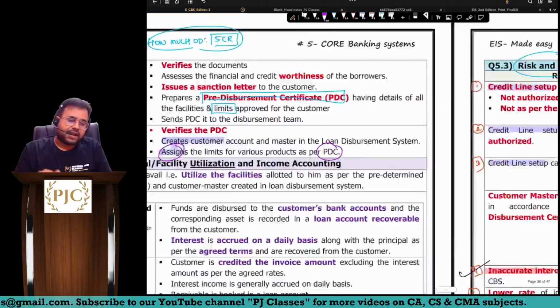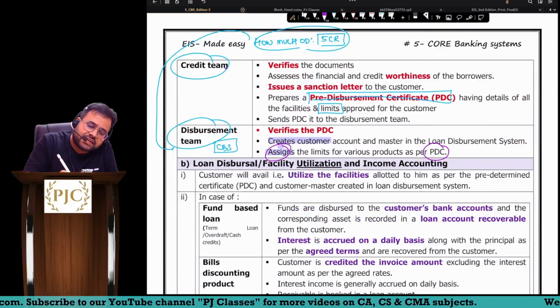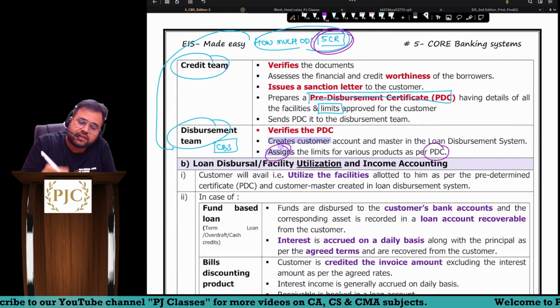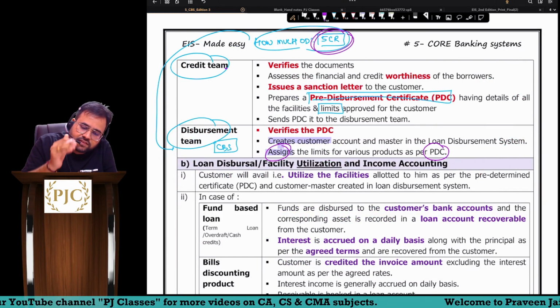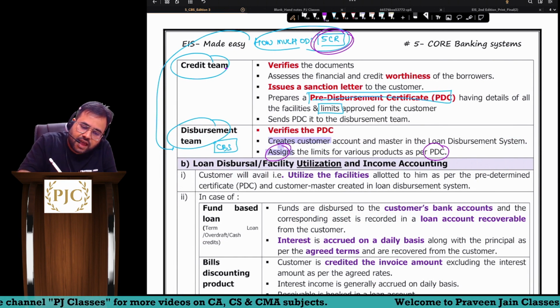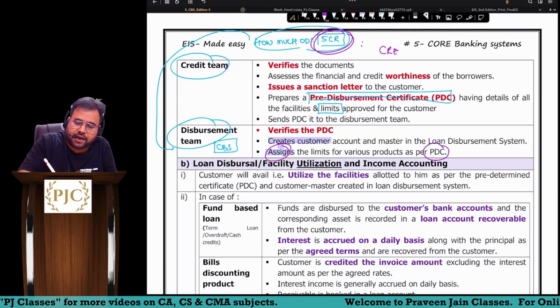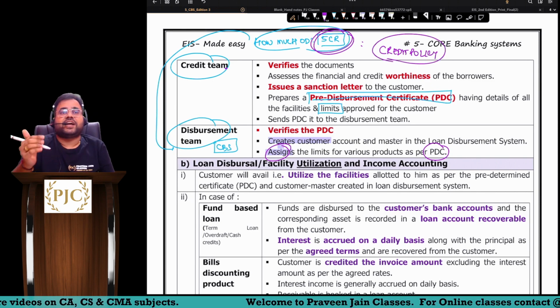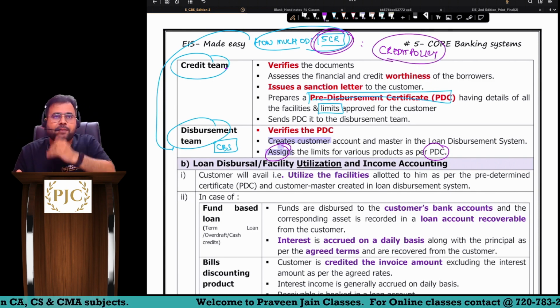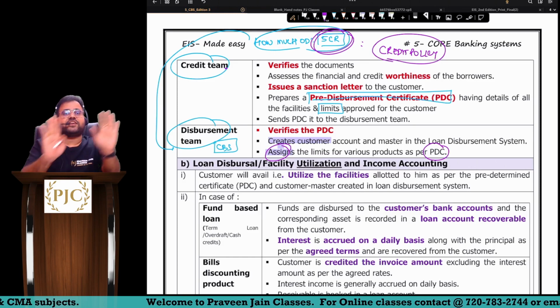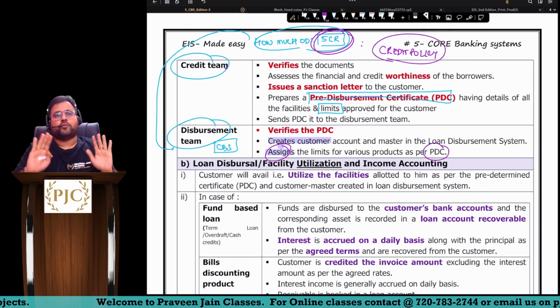Now, remember, whenever the credit team is defining this credit line, sir, they have to ensure that this is done as per the credit policy of the bank. Correct? So whatever is the credit policy of the bank, sir, up to that extent only loan should be sanctioned, sir. Not more than that. Clear?